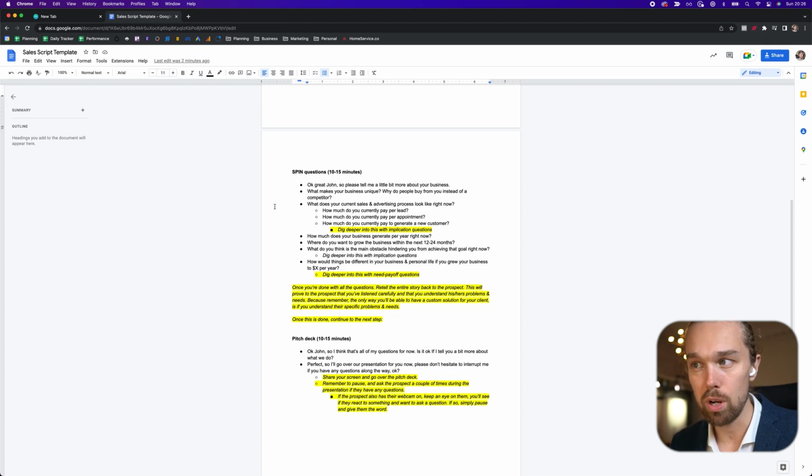So that's implication questions. And then need-payoff questions are the opposite of implication questions. You identify a positive and you want to make the positive bigger and bigger and bigger. Like, what would happen if we solved this problem for you? How good would that be? And why would that be good? And how would that be good in turn? So first, second, third, and fourth consequences down the line. What's the ripple effect if we solve these things, right?